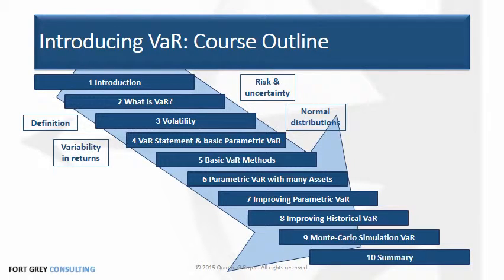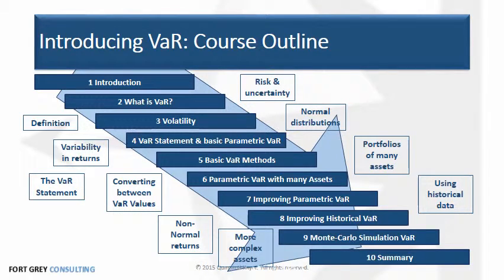For volatility, we consider the variability in returns and the normal distribution. The VAR statement is very important so that you can correctly interpret comments that are made on VAR when you see them. We also consider how you would convert between different value at risk values.